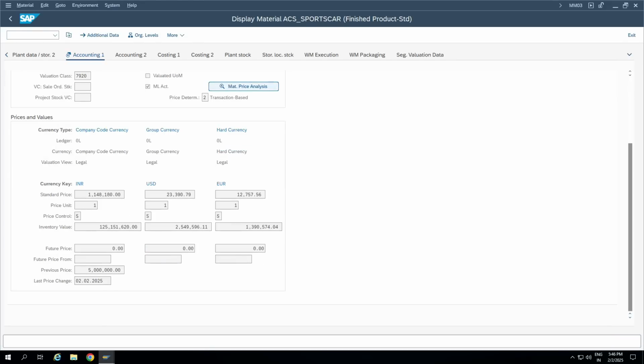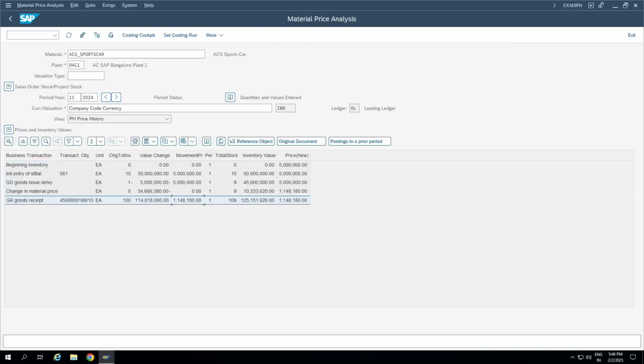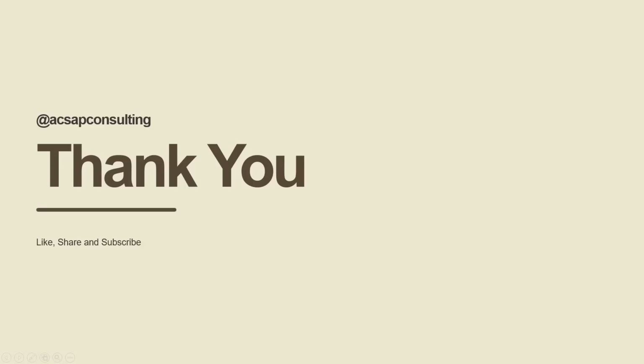If I go back to material price analysis, I have procured 100 units. Even though I have given a different price in the purchase order, here it is showing the transaction price as the standard price of the material. So there is no change in the price with any difference in the material transactions. Only if there is a standard price calculation and if it is different from the existing standard price of the material, only then the price is going to change in the material master. So this is how the standard price and the moving average price works.